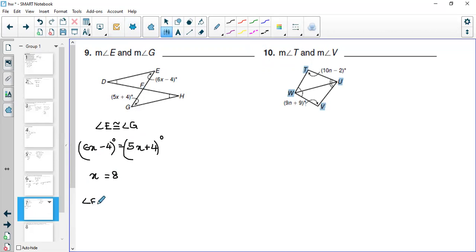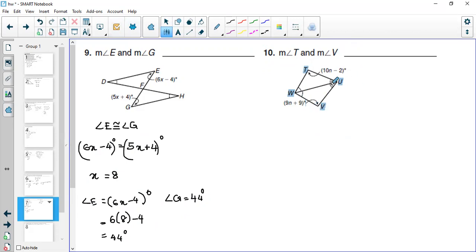So angle E is going to be 6x minus 4 degrees, which means it is 6 multiplied by 8 minus 4. So 48 minus 4 is going to give you 44 degrees. So angle E is 44 degrees. I could also say angle G is 44 as well, because angle E is congruent to angle G, which means if angle E is 44, angle G is also 44. But why are they equal? Due to the theorem which you learned last, which is the third angles theorem. So according to the third angles theorem, you can say both of them are equal.